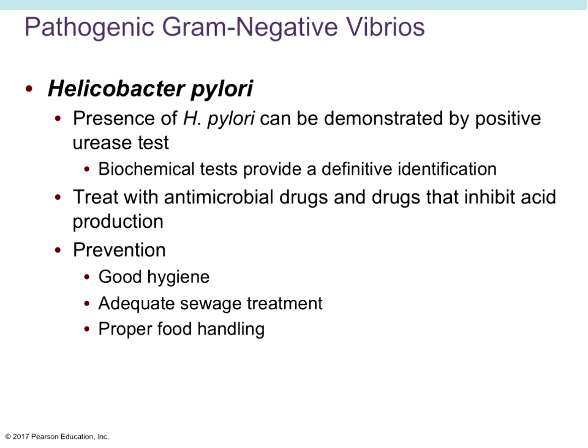So the presence of Helicobacter pylori can be demonstrated by a positive urease test, which we talked about, and we said already that biochemical tests are a key to definitive identification. We can treat this with antimicrobial drugs and drugs that inhibit acid production to reduce the amount of acid so that we don't have those ulcers taking place. And then prevention is good hygiene, adequate sewage treatment, and just proper handling of food.